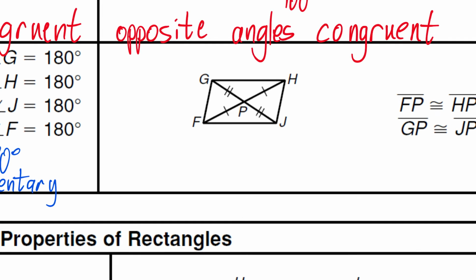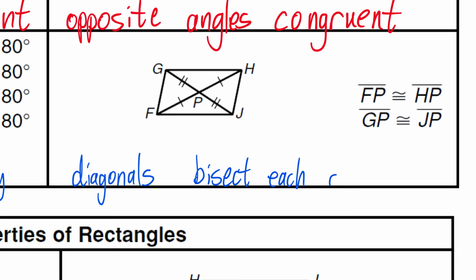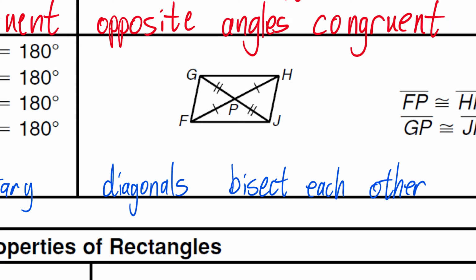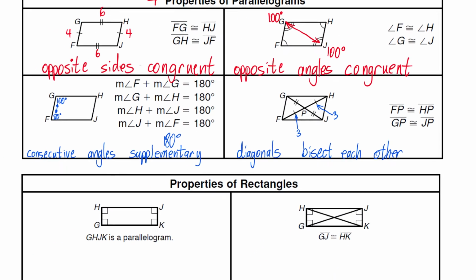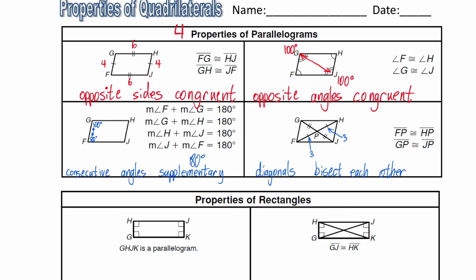Okay, and then this last one, does anybody remember what this last one said? The diagonals. Good. The diagonals bisect each other. Remember, bisect means to cut exactly in half. So what that means is these cut each other in half. So if this piece is 3, then this piece right here would be 3. Always splits them exactly in half. Okay, so those are the 4 main properties of parallelograms.